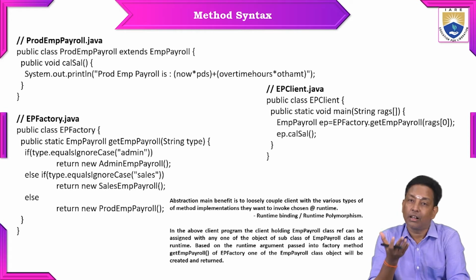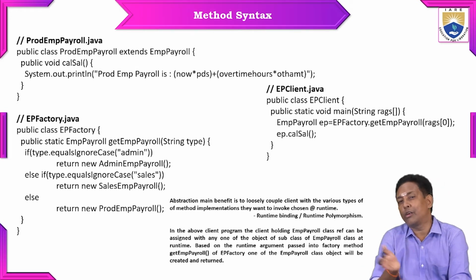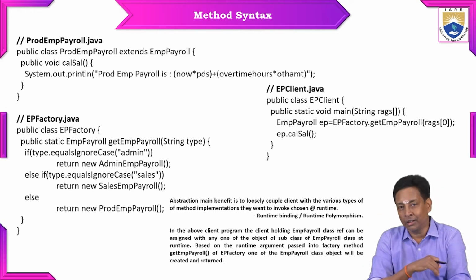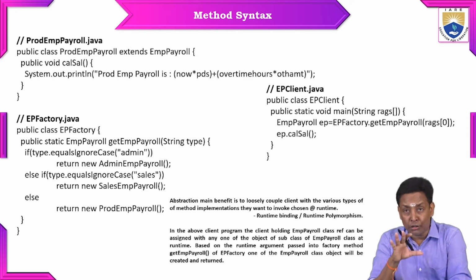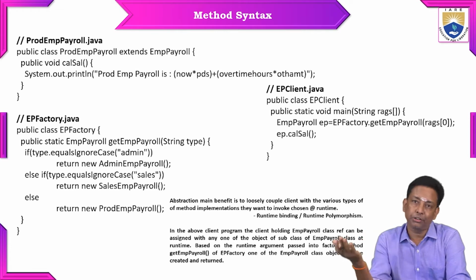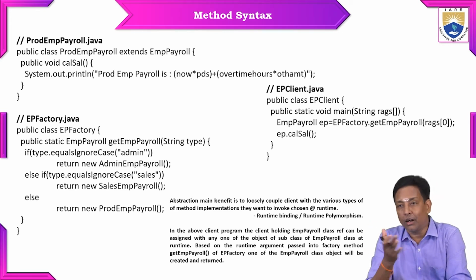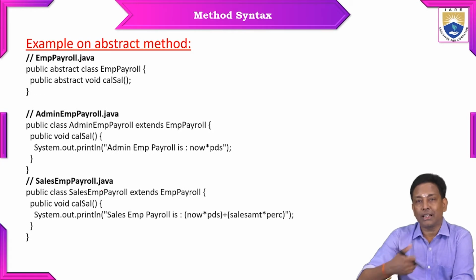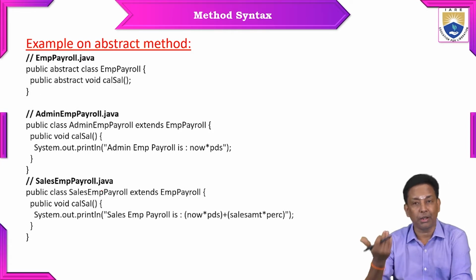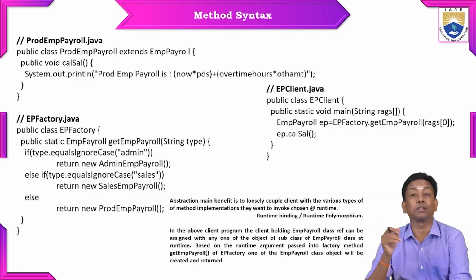Whenever changes are required, the respective class and respective method will be modified, but not the entire method. And the code also looks neat because there is a clear separation of the calculate salary method implementation in different classes. So that part is fine. But how will the client connect to all these classes, like admin employee payroll, sometimes sales employee payroll, sometimes production employee payroll?